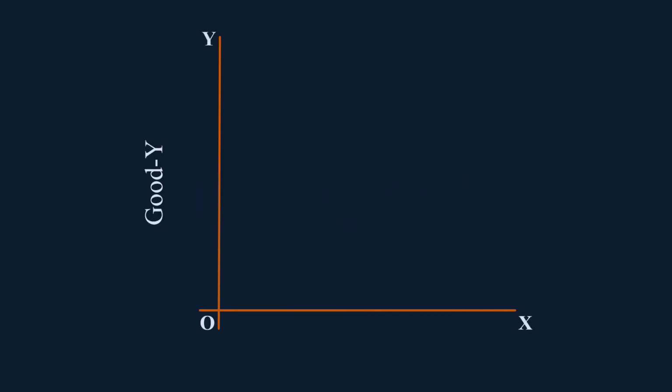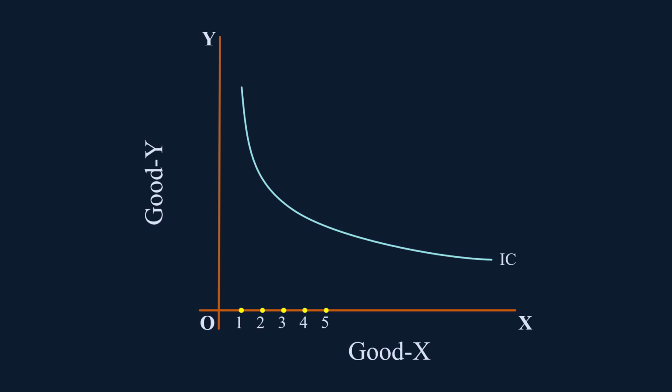We shall turn to draw the graph. Draw the Y and X axis and label them. Show good Y along the Y axis and good X along the X axis. Draw the negatively sloping indifference curve showing the convexity. Name it. Then mark 5 points at equidistance starting from y-axis along the x-axis. Mark them as 1, 2, 3, 4 and 5.